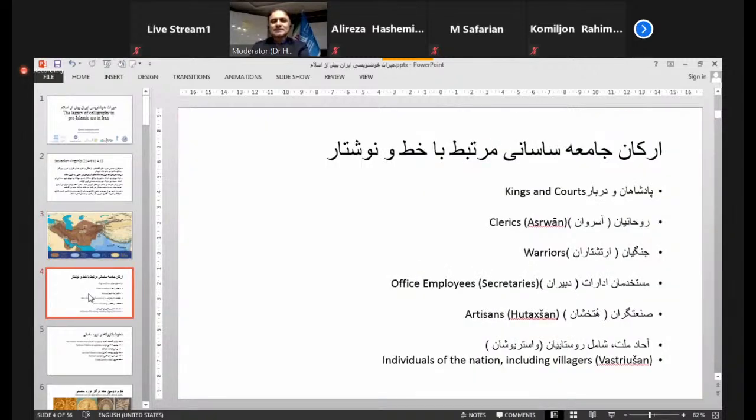Based on these findings, we have obtained works and documents from five levels of Sasanian society which used writing and calligraphy. First are those related to the kings and the Sasanian court. I will present examples of them later.